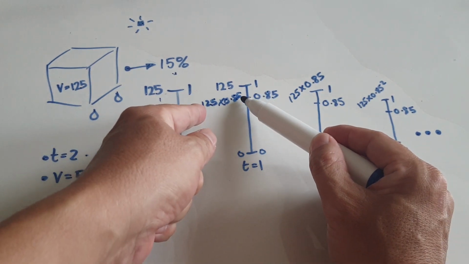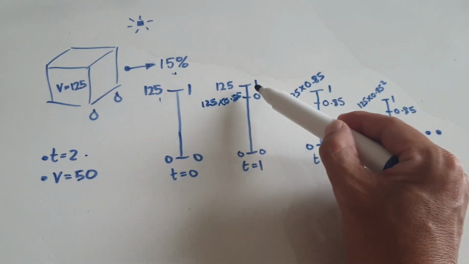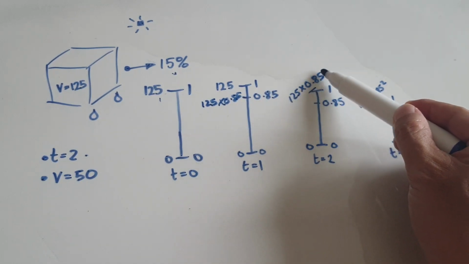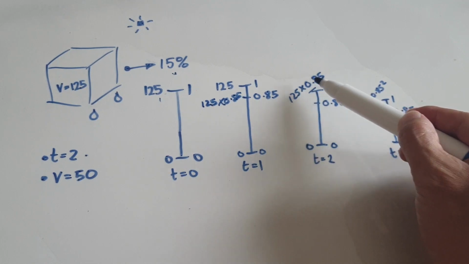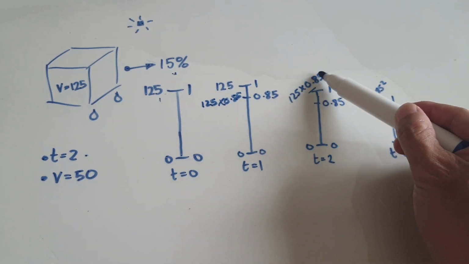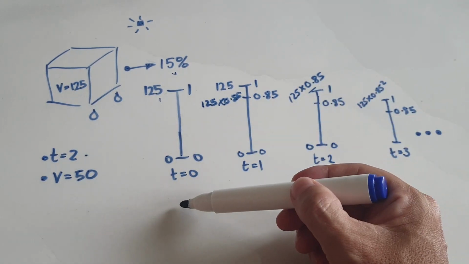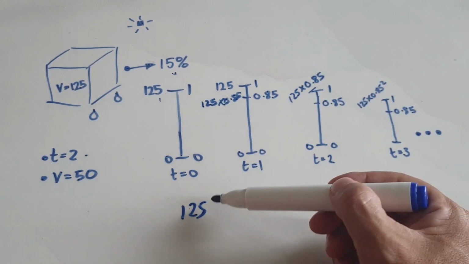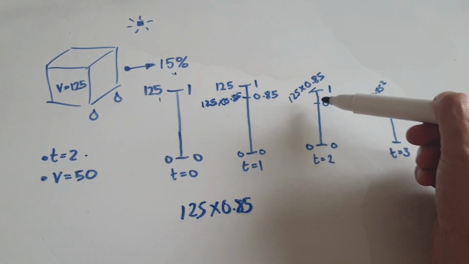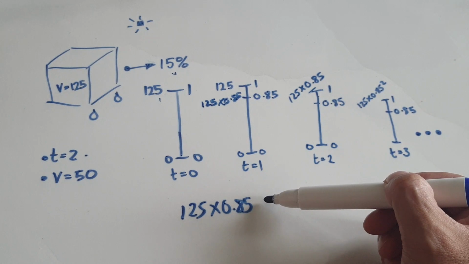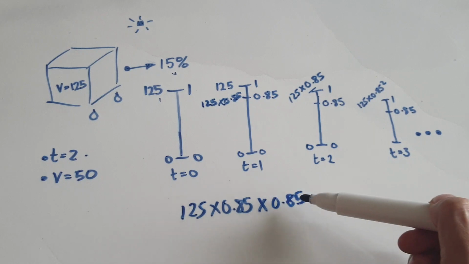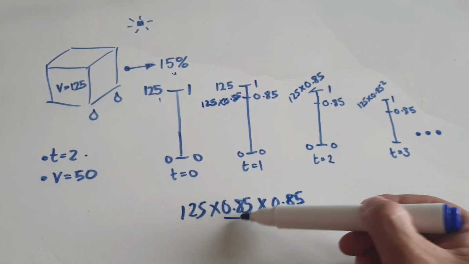Now, at the beginning of the next minute, this level will be your new 100%. And then after 2 minutes, it loses another 15%. So you would have to get this thing times this thing. So that would be 125 times 0.85 was the original amount, but then you lose another 15%, so it will be times this number here, 0.85. Let's merge these two together because look, exactly the same.